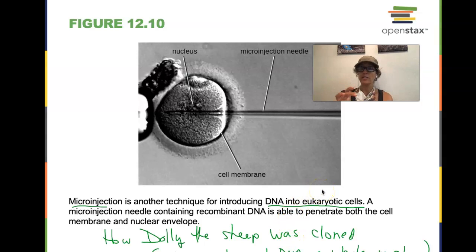So now the egg cell that should have a nucleus with half the number of chromosomes, that nucleus removed, and a nucleus that had pairs of chromosomes from a non-sex cell was put into the egg. That tricked the egg into thinking, it must have been fertilized, I've got pairs of chromosomes, and it started to divide. That created an embryo. The embryo was implanted into another sheep. That sheep incubated that embryo and gave birth to Dolly.